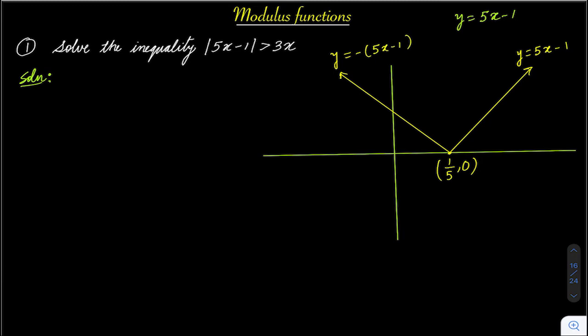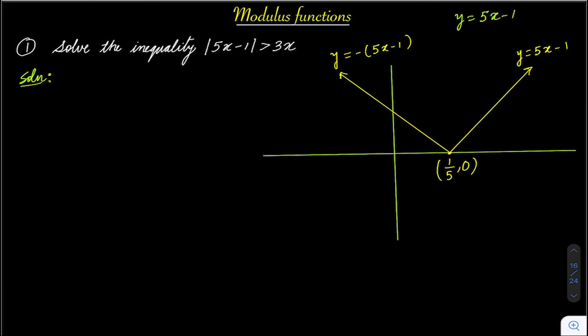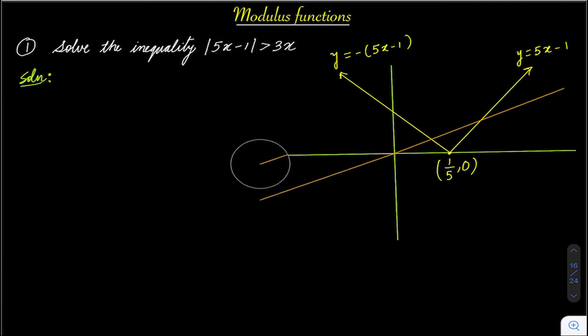Now y equals 3x. So y equals 3x is again a straight line passing through the origin. It will be something like this. So this is my y equals 3x. Now we have drawn both the curves.